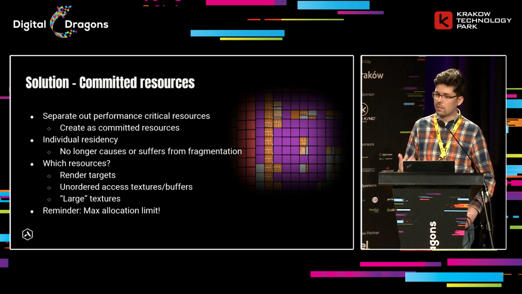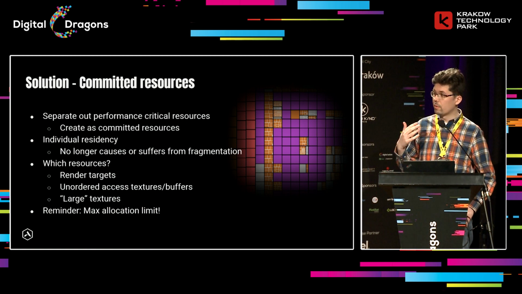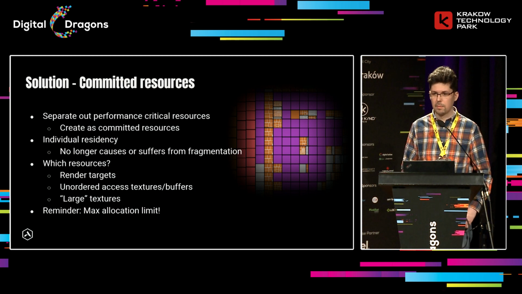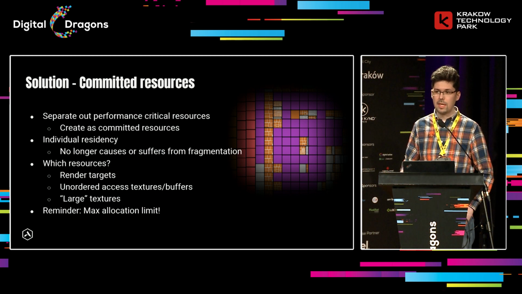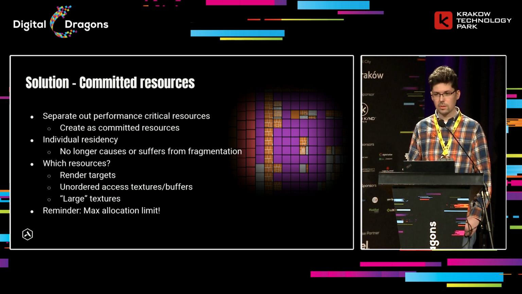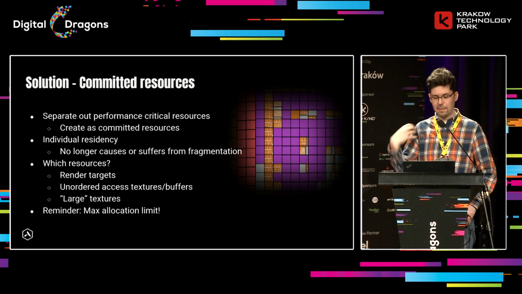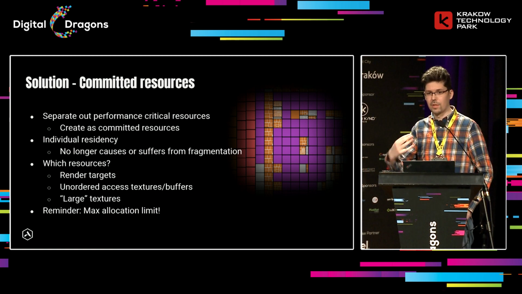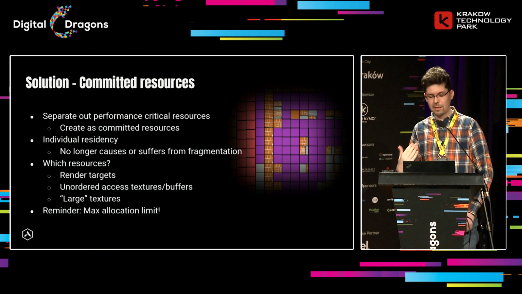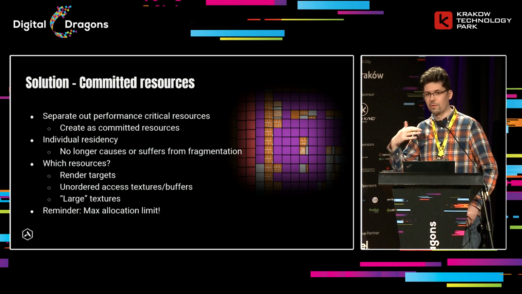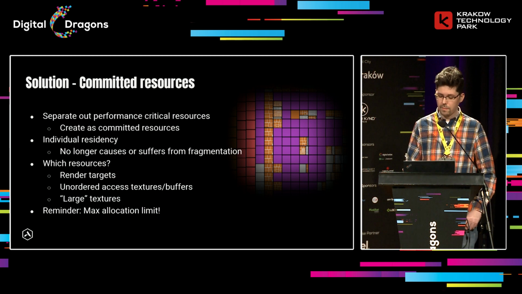But for a large texture, what's the threshold? Well, the reason we can't just do everything as committed resources is that we have a maximum allocation limit, at least on Vulkan. So a simple rule of thumb there is to not try to do committed resources for resources that are smaller than the maximum allocation limit would allow you to fill VRAM with. So in other words, you want to make sure that if you're using committed resources for these things, you should run out of VRAM before you run out of allocations.